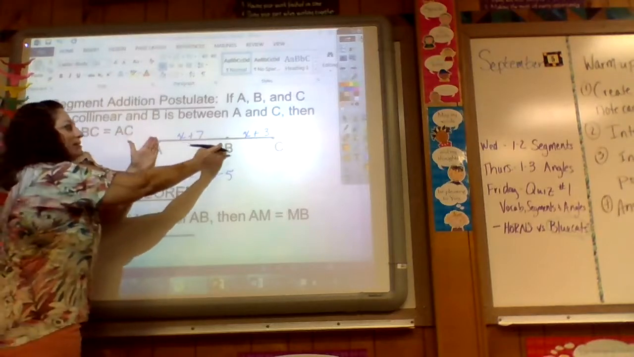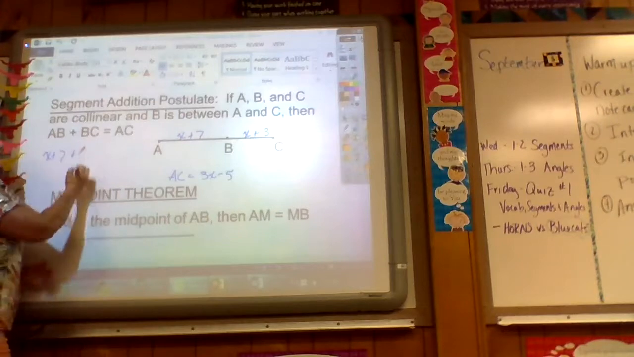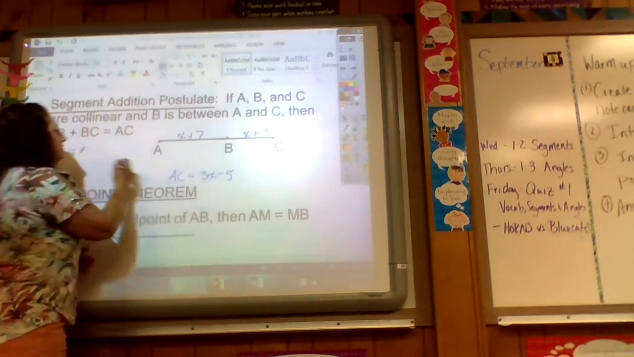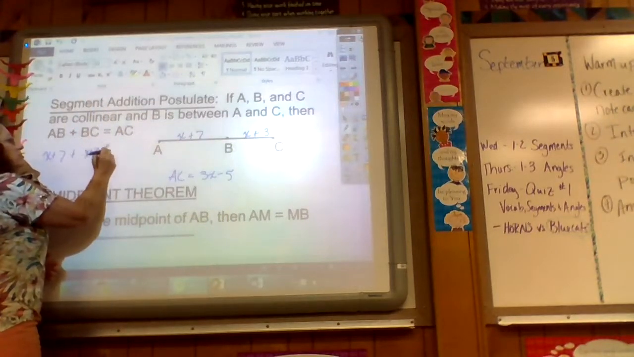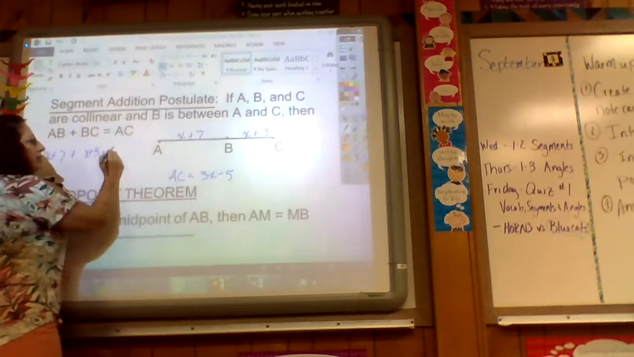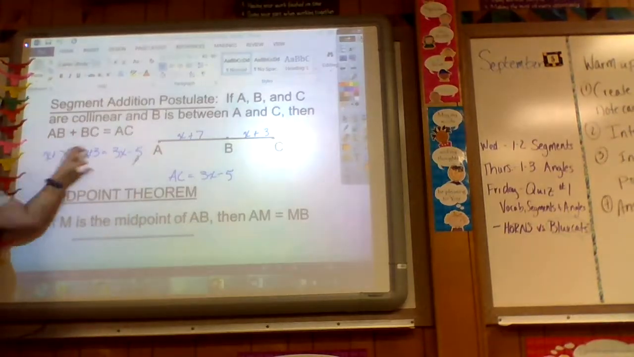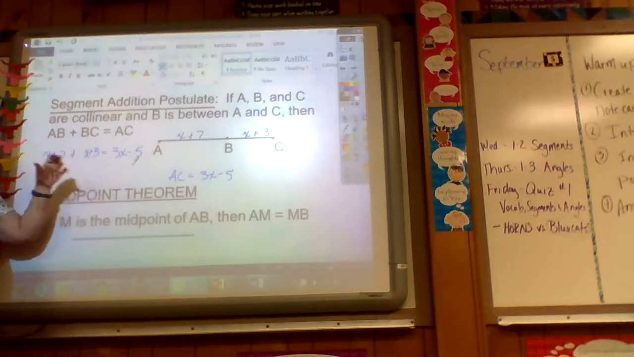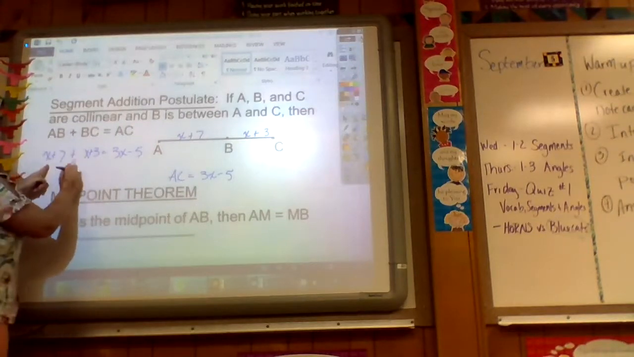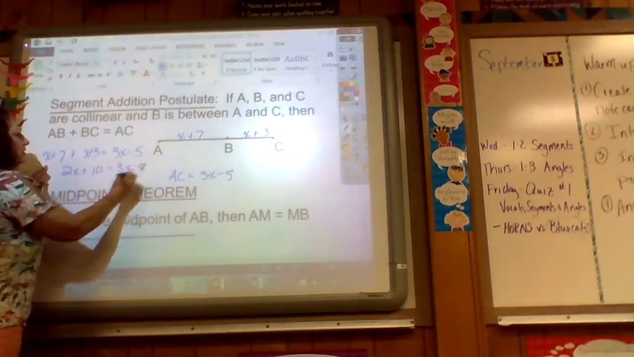How long is this piece? x plus 7. We're going to substitute. Plus, how long is this piece? x plus 3, to equal the whole thing, 3x minus 5. Okay, and you see how we made an equation? Now we have an algebra equation to solve, and this is where it all comes together. So you have your 2x when you join like terms, plus 10 equals 3x minus 5.